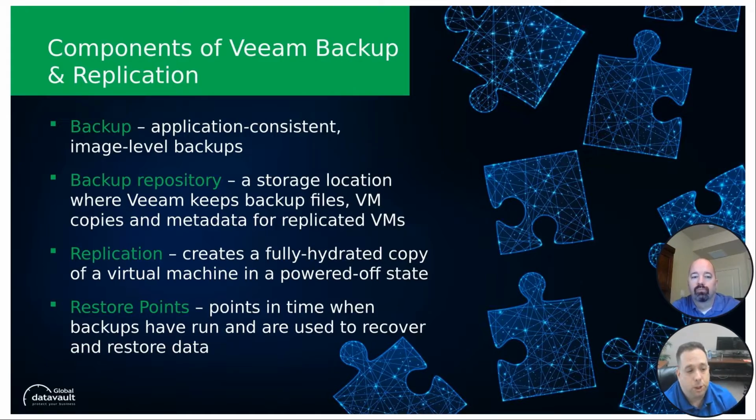The replication portion, it creates a fully hydrated copy of the virtual machine in a power off state. What we mean by that is whenever we run a replication job, it creates a snapshot from your hypervisor. It uses Veeam as a transport, and then it transports it to a hypervisor on the global data vault side in a powered off state. So if you were ever to need to fail over, let's say you lose one server, just go ahead and fail over now, but we'll get into the more specific details of that a little bit later.